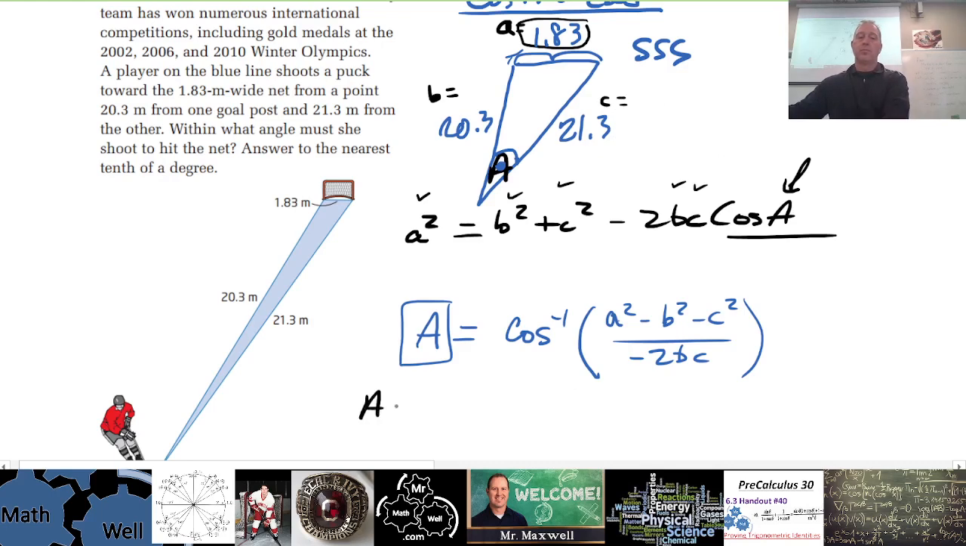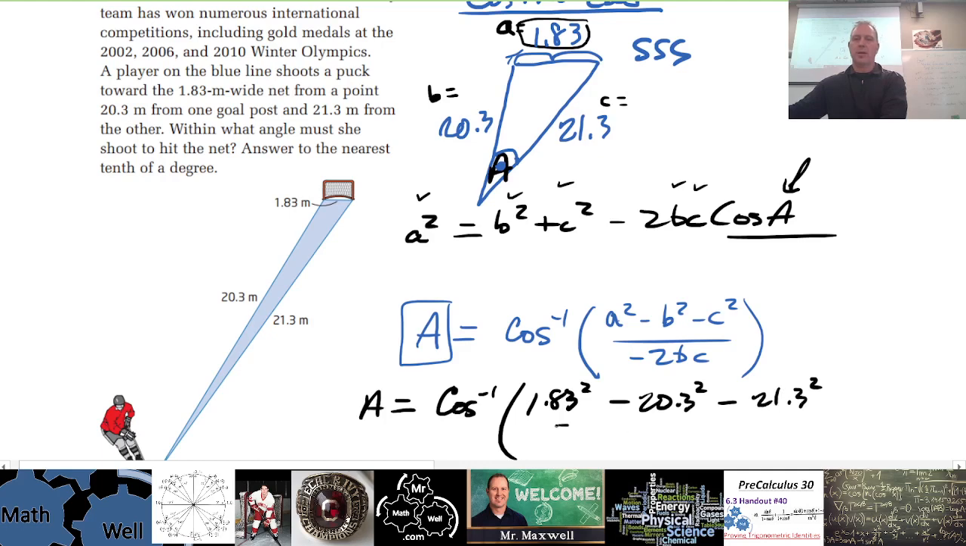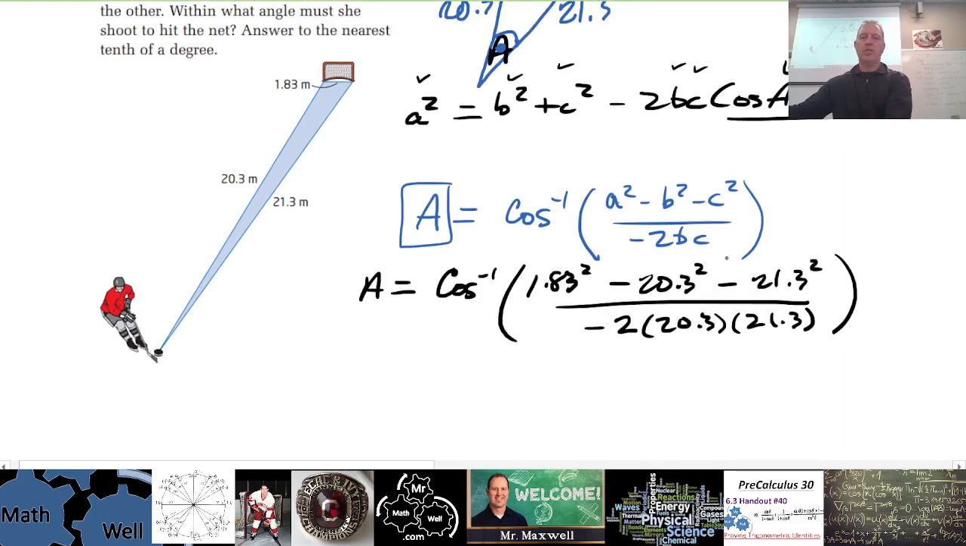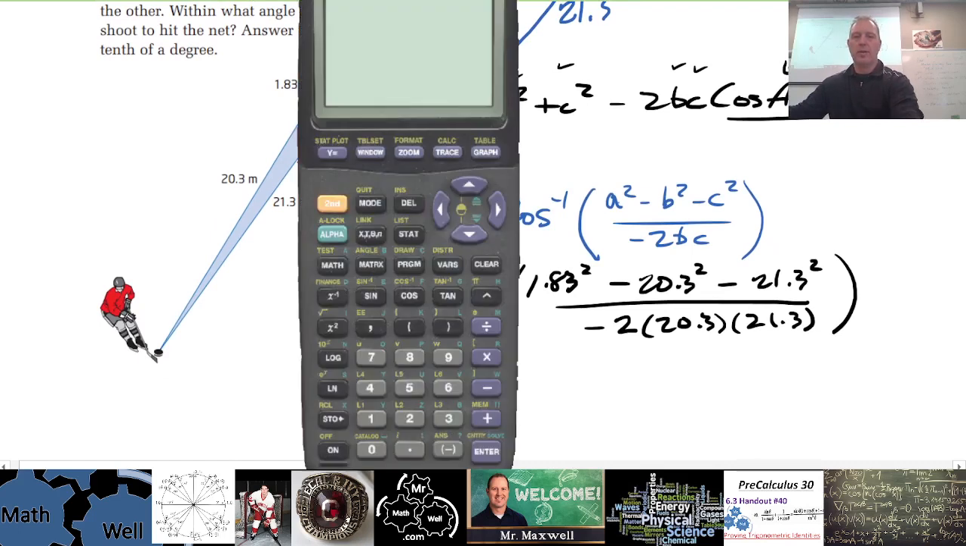So I'm going to fill everything in, and then we'll pump this into our calculator. So a squared is going to be 1.83 squared, minus b squared, 20.3 squared, minus c squared, which is 21.3 squared, all over -2 times those side lengths there. Okay? Any questions so far? Now we just pump this into our calculator and hope we plug everything in correctly.